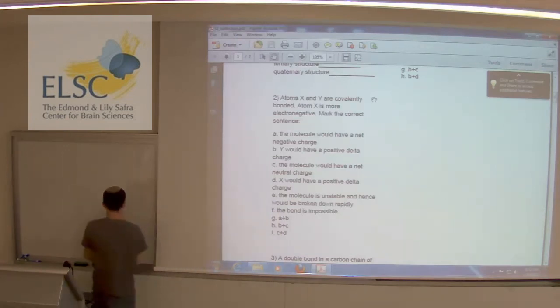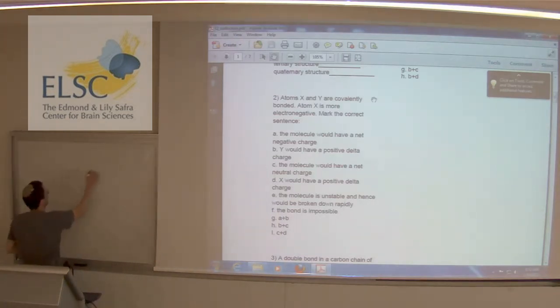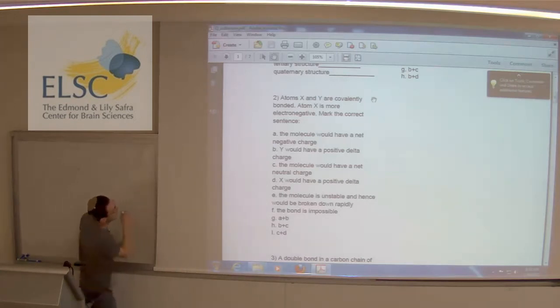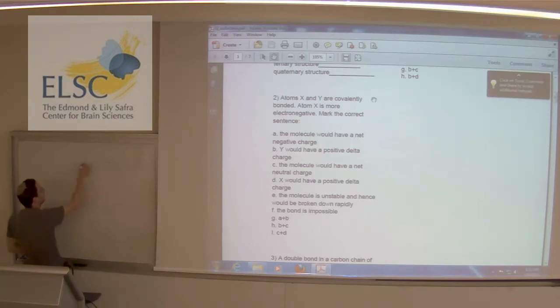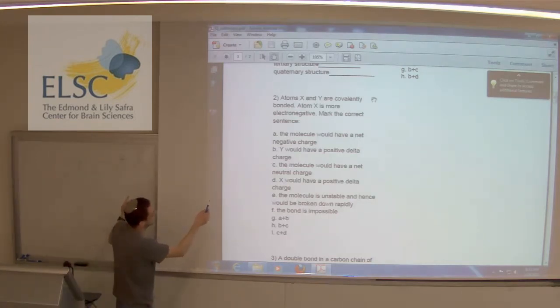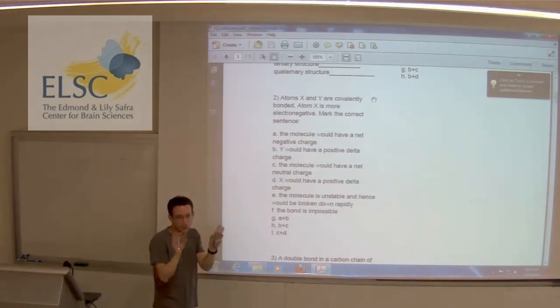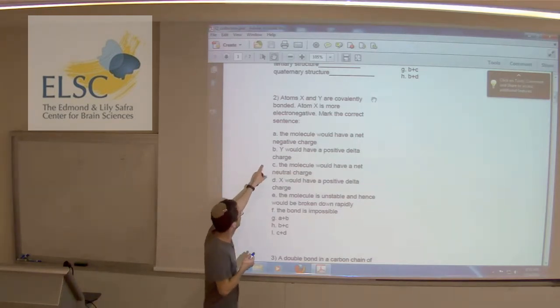Let's draw this. You have to draw yourself, so you have X and Y. It's B and C, right? I think so. Yeah, B and C. So X is more electronegative. If it's more negative, it will pull the electrons. This one will have a delta positive charge, and this will have a delta negative. The molecule would not have a net negative charge. Well, you know that it's neutral, because each one is an atom by itself. So taking two atoms together is still neutral.